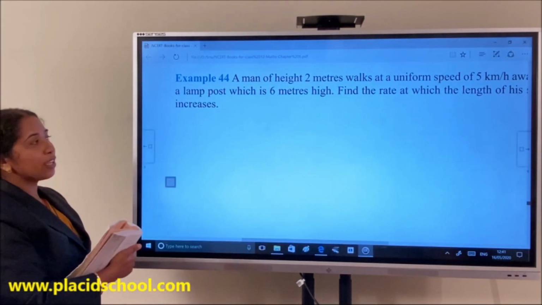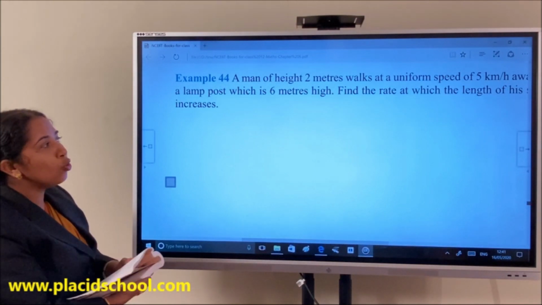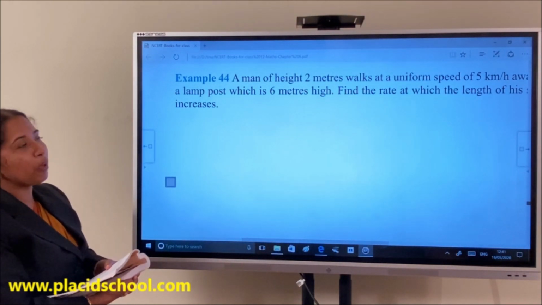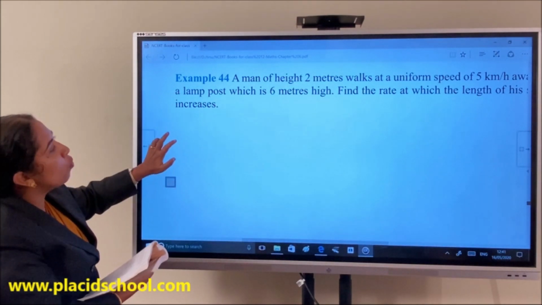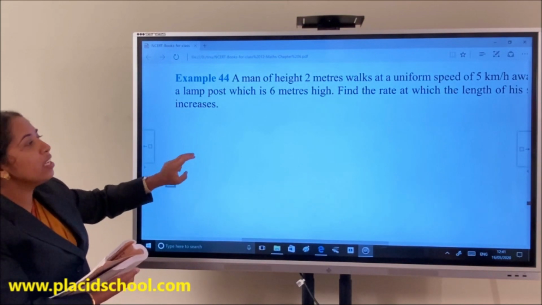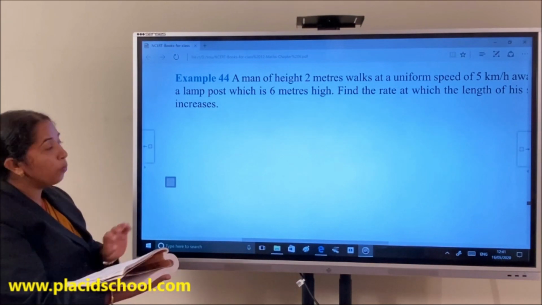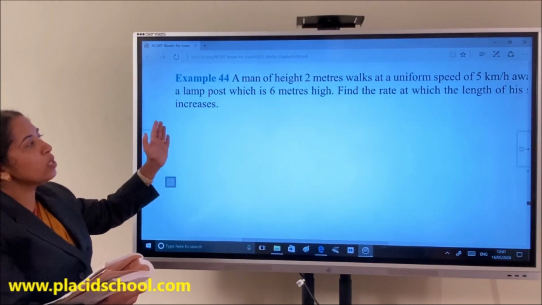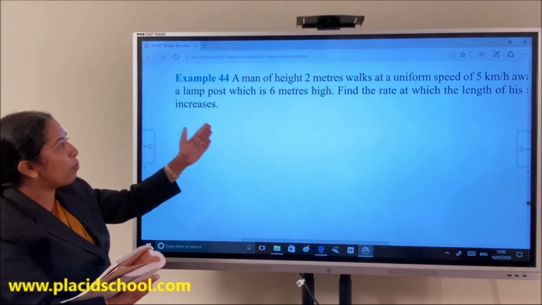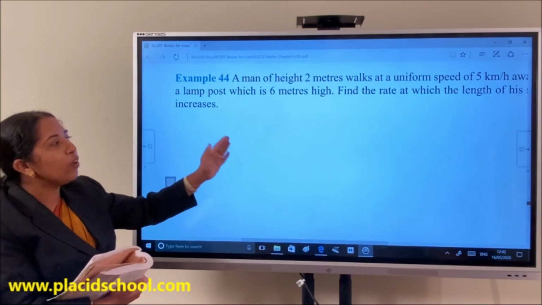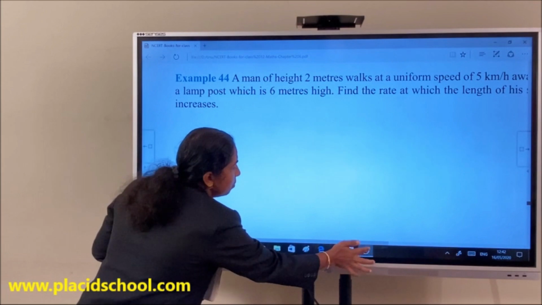Okay. So coming to the next question, it's worked out example number 44 in your textbook. A man of height 2 meters walks at a uniform speed of 5 km per hour away from a lamp post which is 6 meters high. Find the rate at which the length of his shadow increases. So we have a man whose height is 2 meters. He is walking at a uniform speed of 5 km per hour away from a lamp post which is 6 meters high. We need to find the rate at which the length of his shadow increases. We'll see how to do the problem.